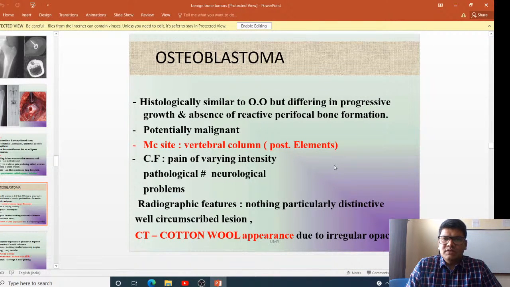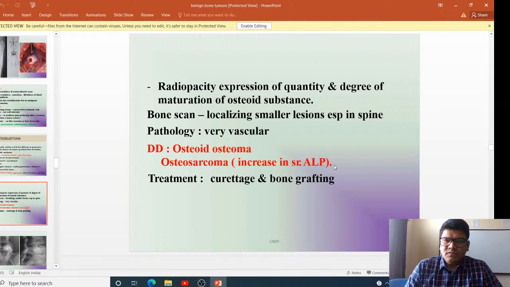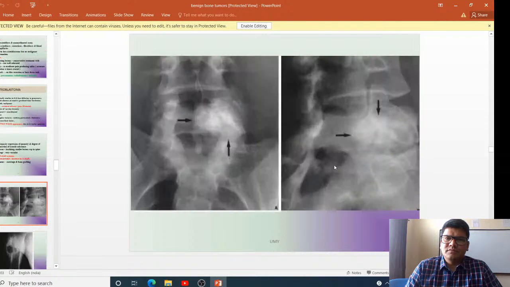Next comes the osteoblastoma. Osteoblastoma is similar to osteoid osteoma but bigger in size, more than 1 centimeter. Radiologically, there is nothing particularly distinct, a well circumscribed lesion. On the CT, we get a cotton wool appearance. Treatment is curettage and bone grafting.